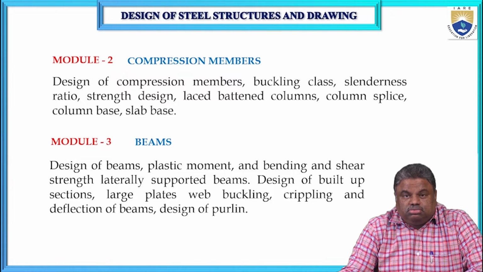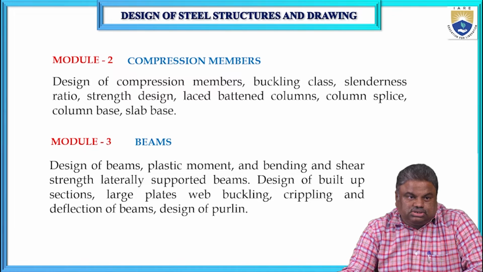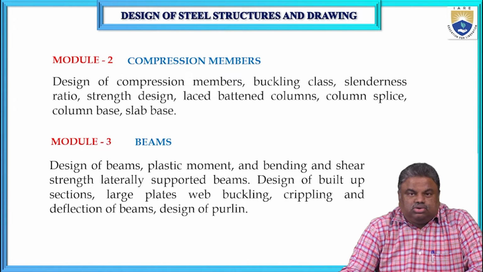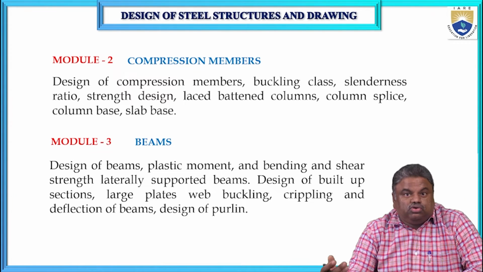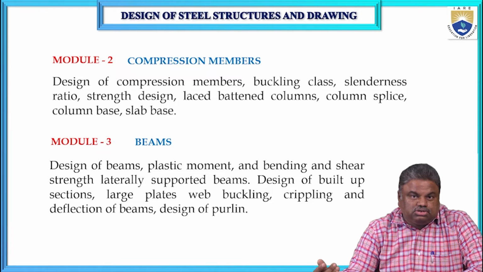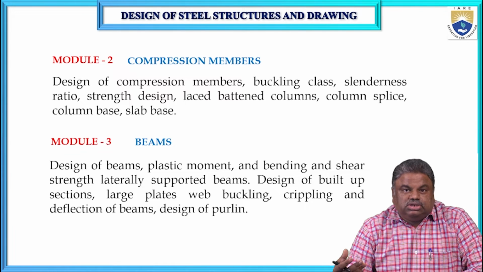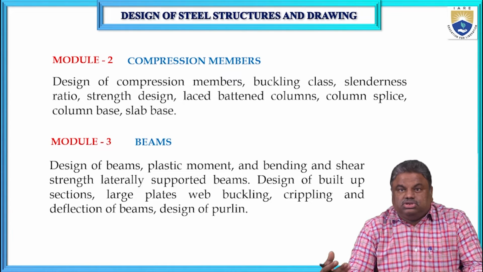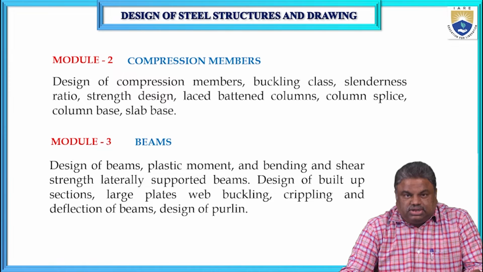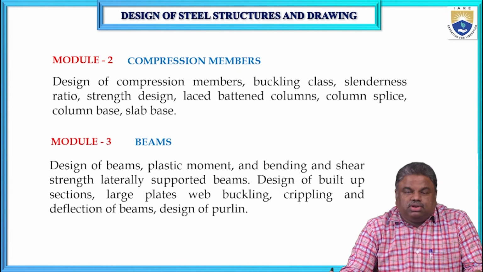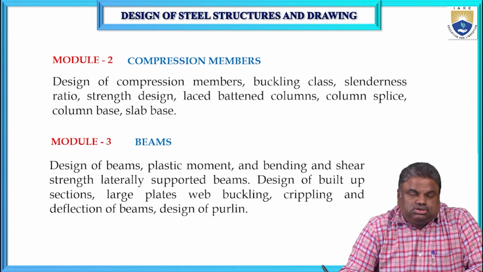Design of compression members. Buckling classes: what are the different buckling classes as per IS 800:2007? We have 4 buckling classes: class A, class B, class C, and class D. What are those classes? How do we decide which class we need to consider for the design? And what is the slenderness ratio? Slenderness ratio is very, very important in the case of compression members. What are the limits of the slenderness ratio?